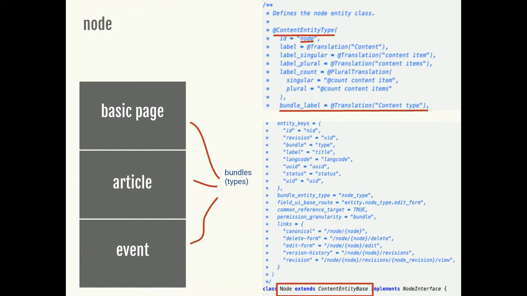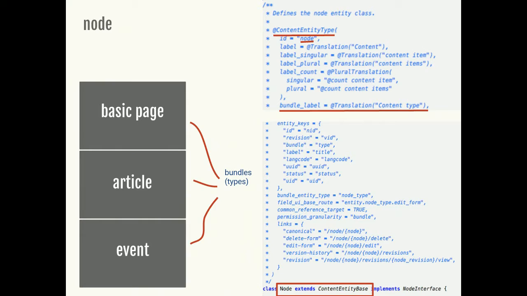So if we check the code, we can see that when the node is defined, it's using this content entity base class that it's extending, and we'll see that that's the case for all content entities. That's what defines them, that they are using this base class with which they get some methods and some properties.